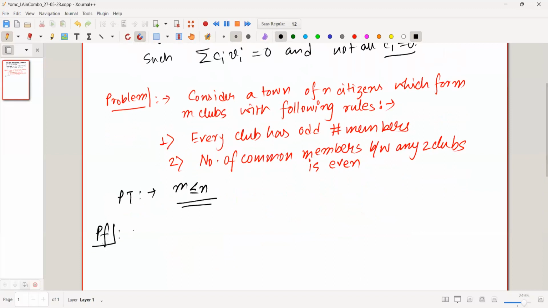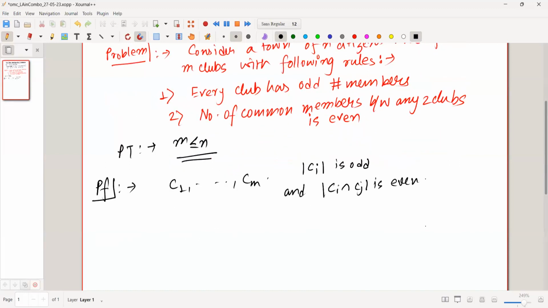Is the problem statement clear to everyone? You can think of the citizens as numbers from 1 to n, and the clubs as sets. Then we are looking at a family of sets C1, C2 up till Cm, which are the clubs, such that every Ci has odd cardinality, and the size of Ci intersection Cj is always even.